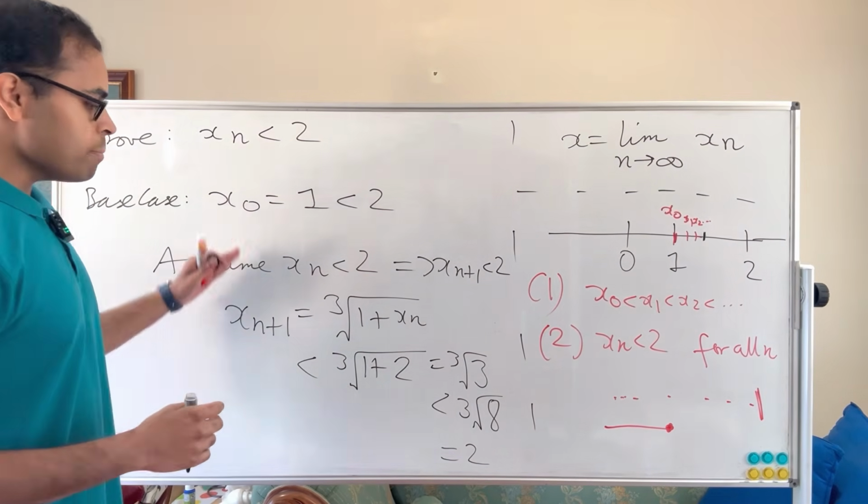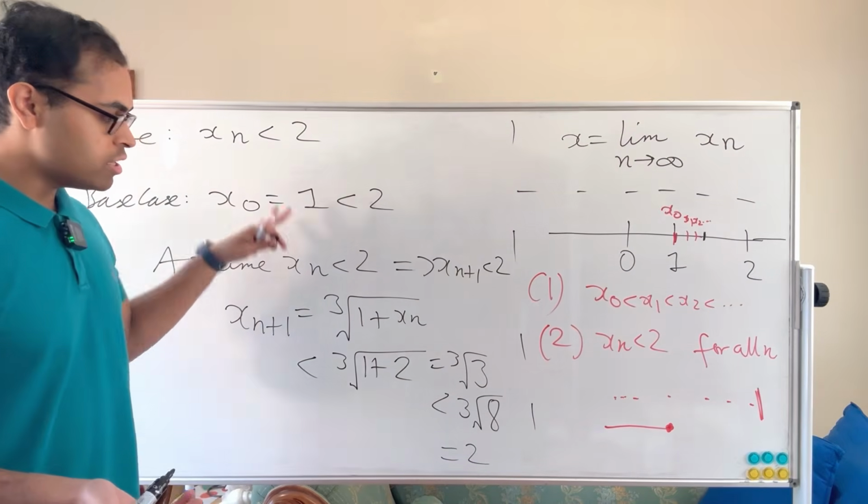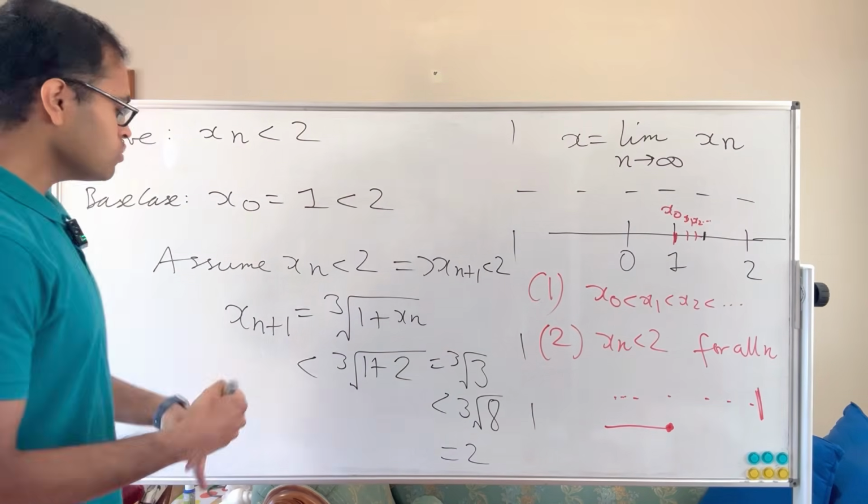So these numbers are never getting arbitrarily large. They're all going to be less than 2. That's an induction proof. You just repeat the same principle.